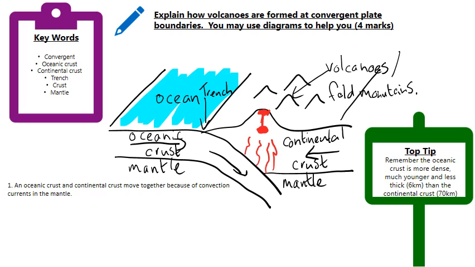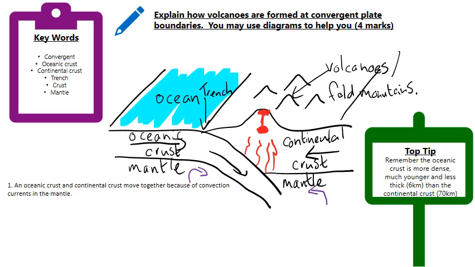So how would we start? So we can say an oceanic crust and a continental crust move together because of convection currents. I haven't got the convection currents on here, and that's fine, but as we know, they'd be moving from the mantle and pushing it together because that's the process by which plates are moving.